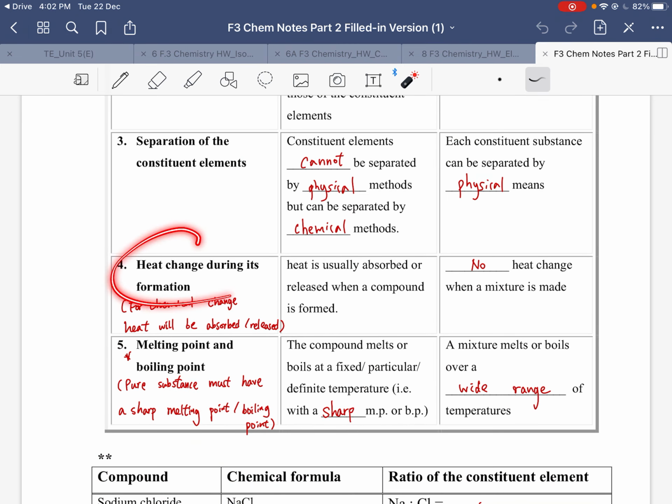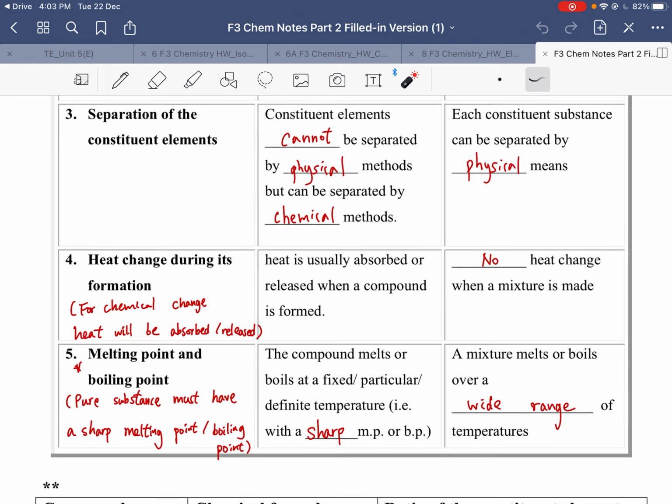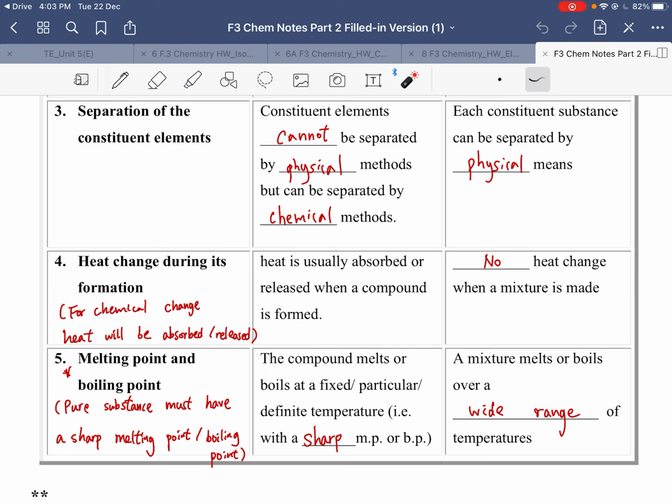Next, about the heat change. Guys, just remember, in case there is chemical change, heat will be absorbed or released. And you know it, the formation of compounds from their constituent elements is definitely a chemical change. So heat will be absorbed or released because this is a chemical change. For a mixture, you just mix it up physically, so normally no heat change.